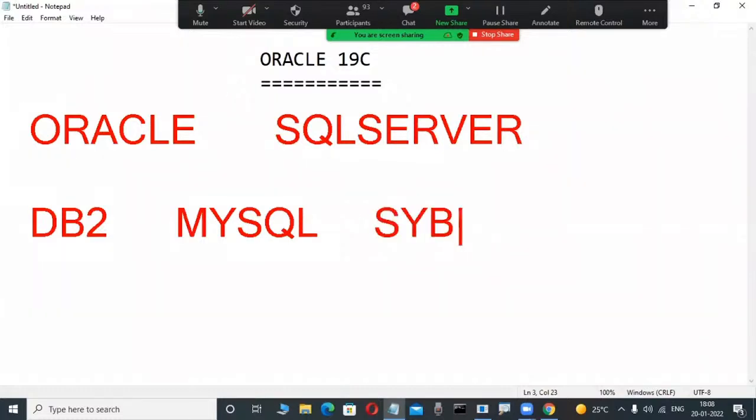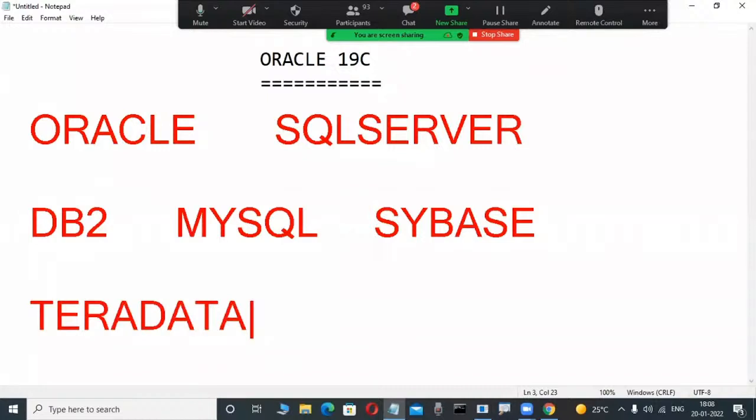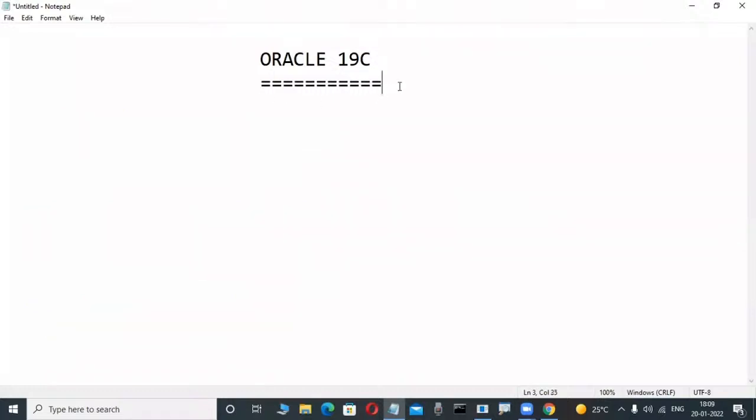Again, Sybase is a database product from Ingress Corporation. Again, Teradata. Maybe so many fellows, data warehousing application programmers, have an idea. Teradata is a database product from NCR Corporation. SQLite is a database product. Like this, so many database products are there from different companies. That's why Oracle is always one of the popular database products. Okay, fine.